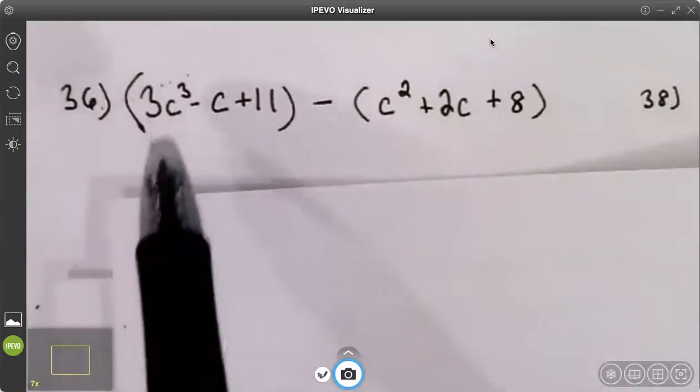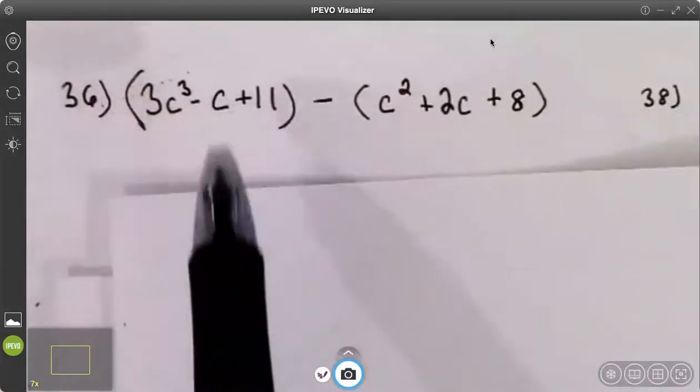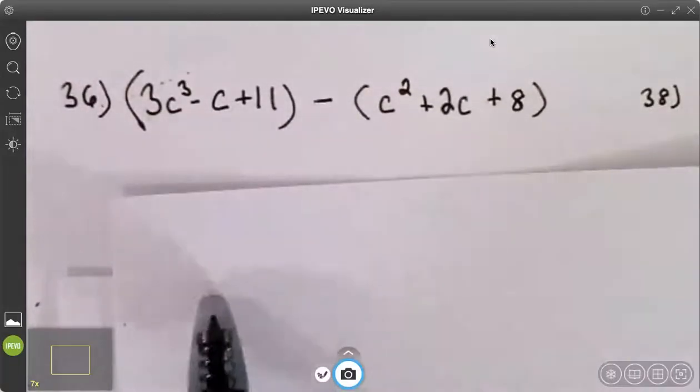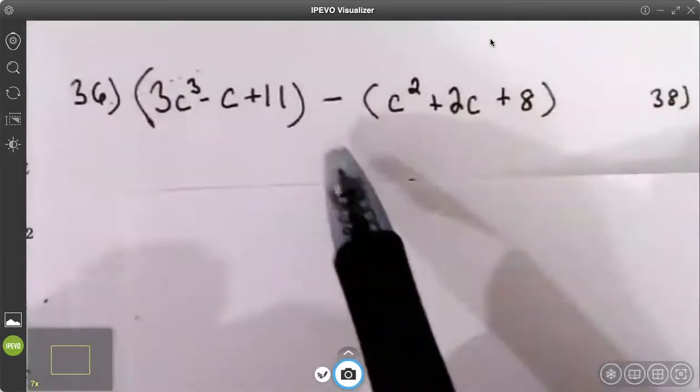But 3c cubed minus 1c cubed would be 2c cubed. Then you could do negative c minus 2c would be negative 3c, and so on. Do them vertically. I don't do that. I do them horizontally, just like you see. And what I do is follow the rule for subtracting integers. When you're subtracting integers, you can change subtraction to addition and change the sign of the next number. Or in this case, you have to distribute this negative sign.